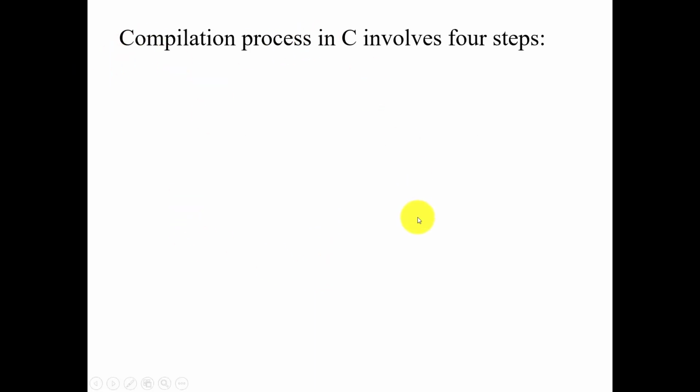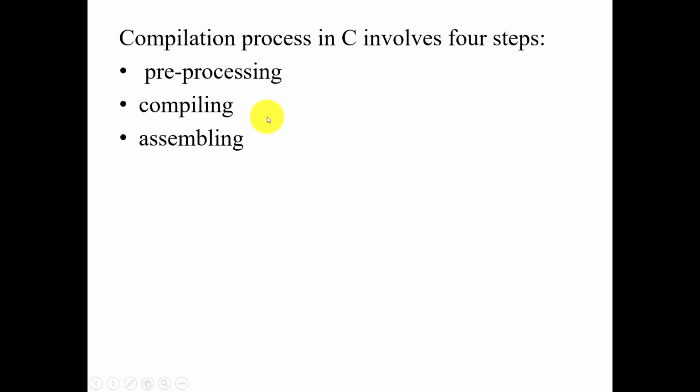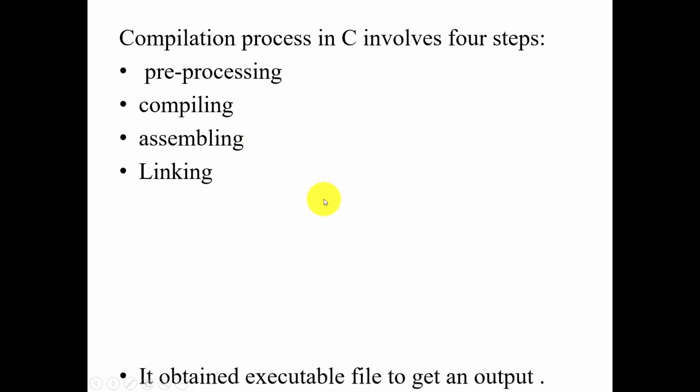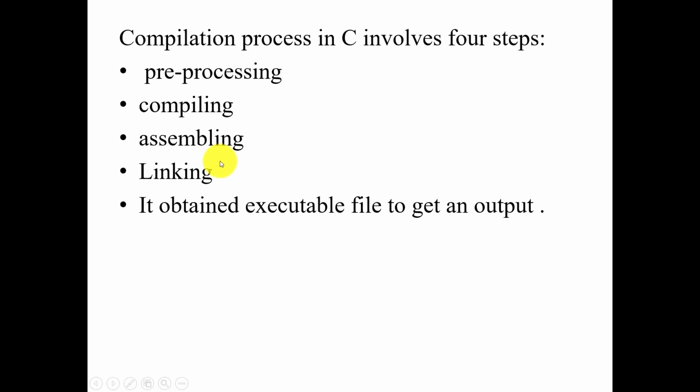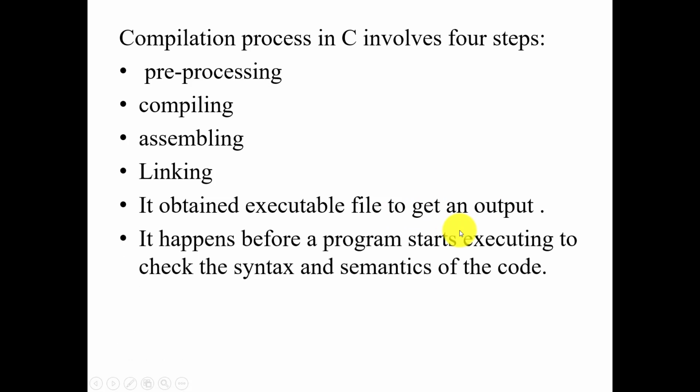Now the compilation process in C involves 4 steps. The first step is pre-processing. Second is compilation, that is compiling, then assembling, then linking. So these are the 4 steps, and after completion of these 4 steps we obtain an executable file, which is responsible for getting an output.